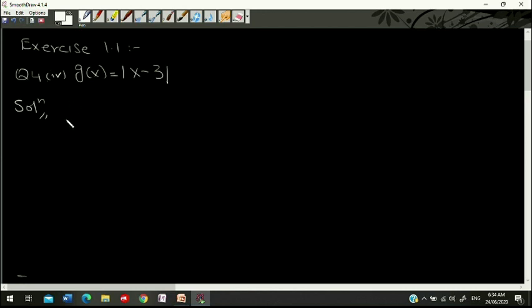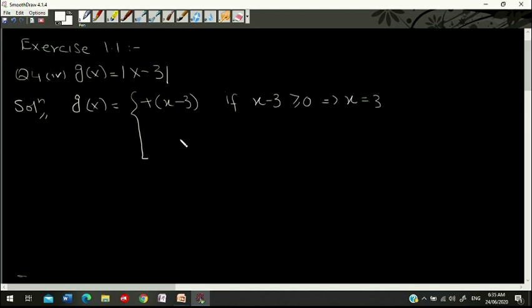When we define this mod function, we will write g of x is equal to x minus 3. This function is positive if x minus 3 is greater than or equal to 0, which implies that x is greater than or equal to 3. And this function is equal to minus of x minus 3 if x minus 3 is less than 0.